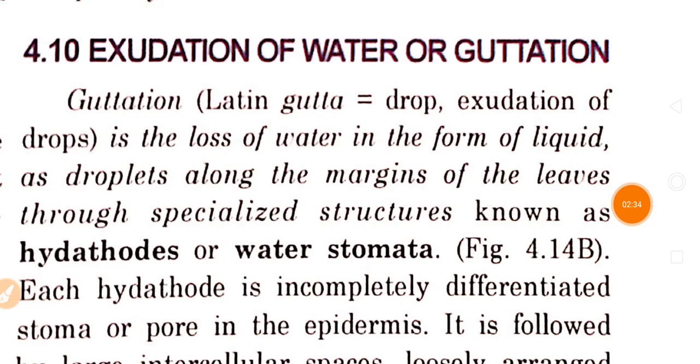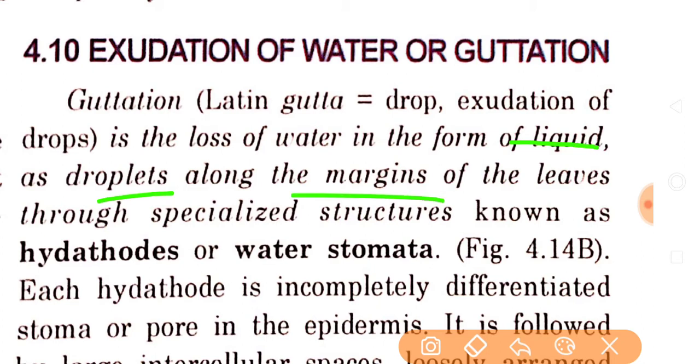After that, I move to the next topic, which is exudation of water, or guttation. So what is guttation? In Latin, the word means drop. Exudation of drops is the loss of water in the form of liquid or droplets along the margins of leaves through specialized structures known as hydathodes or water stomata.